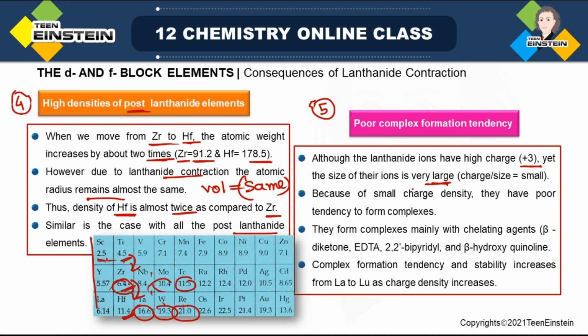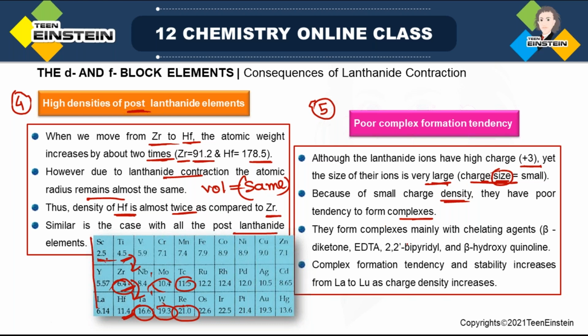So compared to d block, now we have already reached the 6th period, right? So obviously the size is very high. So charge by size, this ratio will be very small because the denominator is very large. So because of this small charge density, they will have poor tendency to form complexes. Okay.